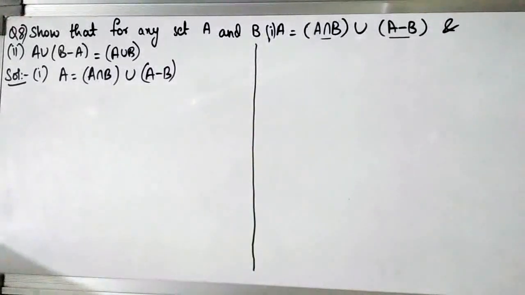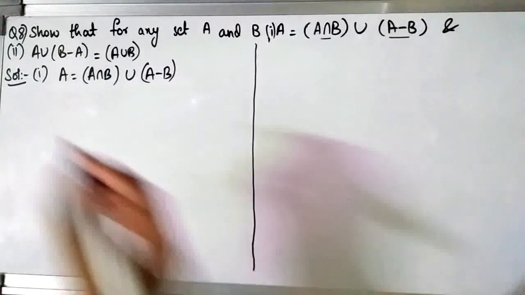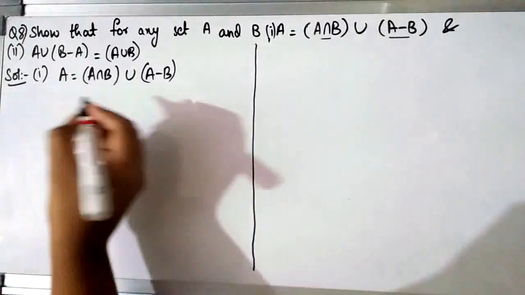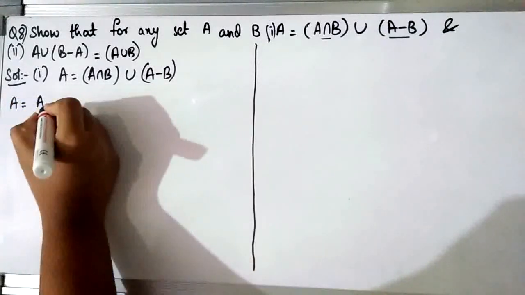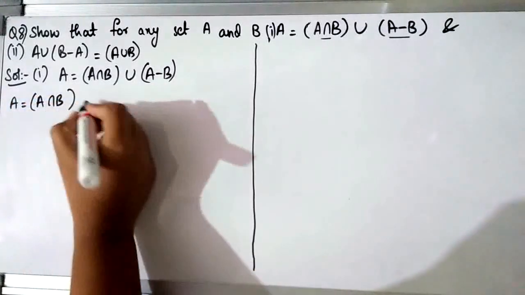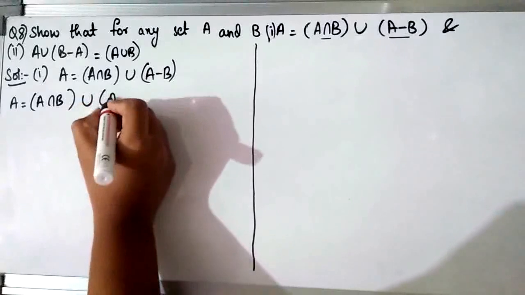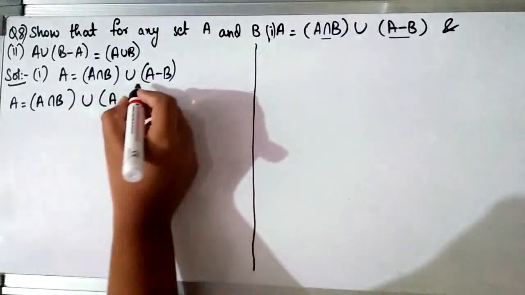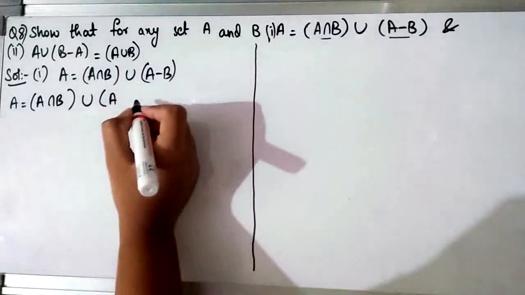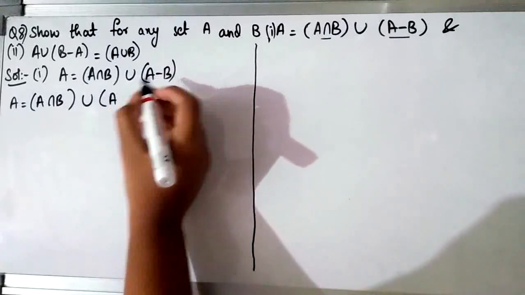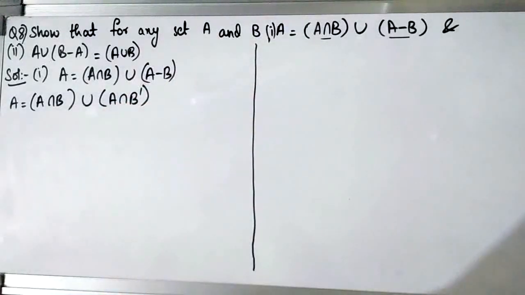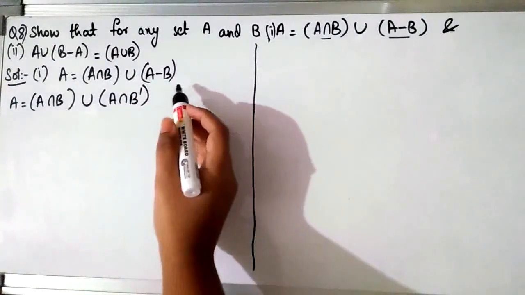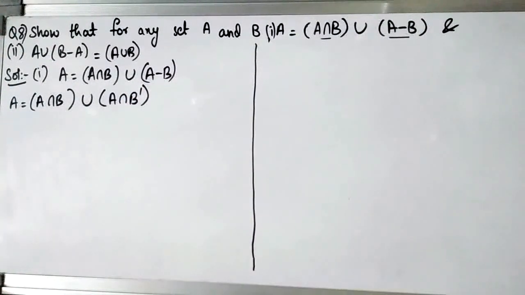Now let's see our second method to solve the same question, that is by using the properties. Now in this we will write what is given to us: A intersection B union A minus B. Now in place of A minus B, we can write A intersection B complement. That's because A minus B and A intersection B complement are the same.